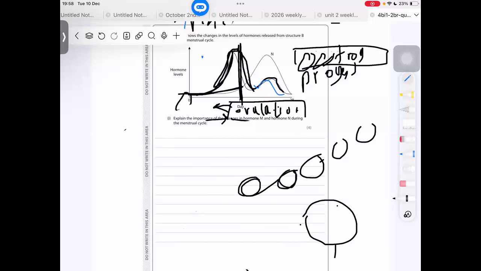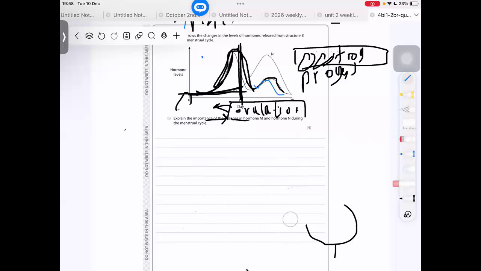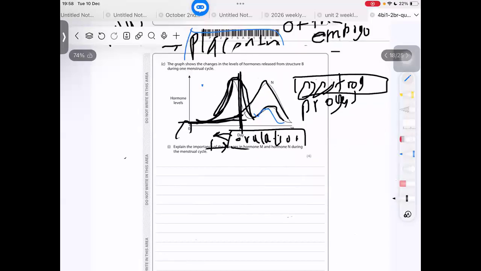The egg doesn't secrete progesterone. That is why before ovulation you don't see any progesterone levels. But after the corpus luteum is formed, you can see high levels of progesterone. So they are asking, explain the importance of the changes in hormone M and hormone N during the menstrual cycle.